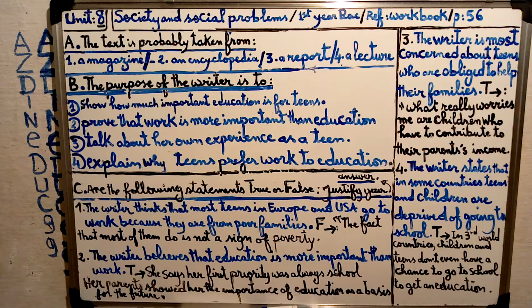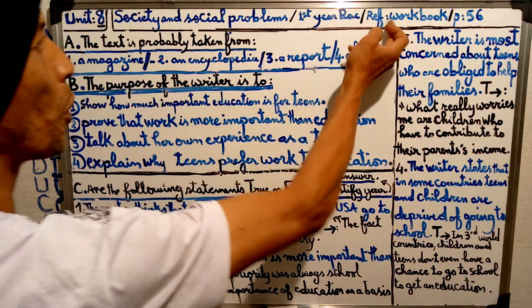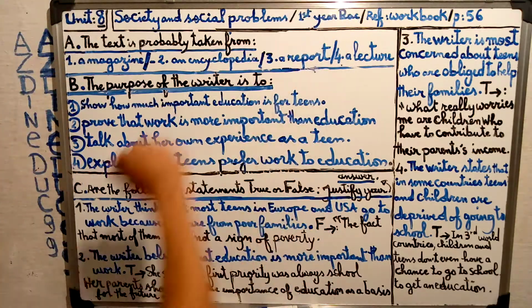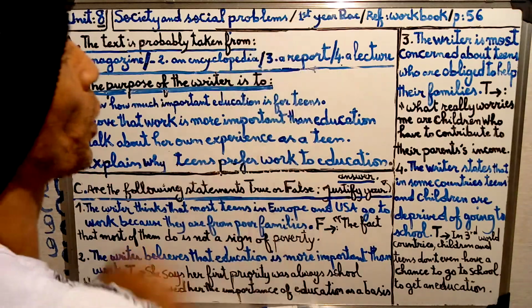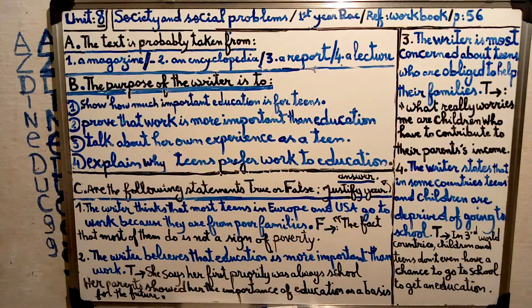Of course, for learners and for teachers, as you know, dear viewers, this is Unit 8, Society and Social Problems, okay, المجتمع والمشاكل الاجتماعية. As I said before in this unit, the reference is for first year baccalaureate Moroccan students.